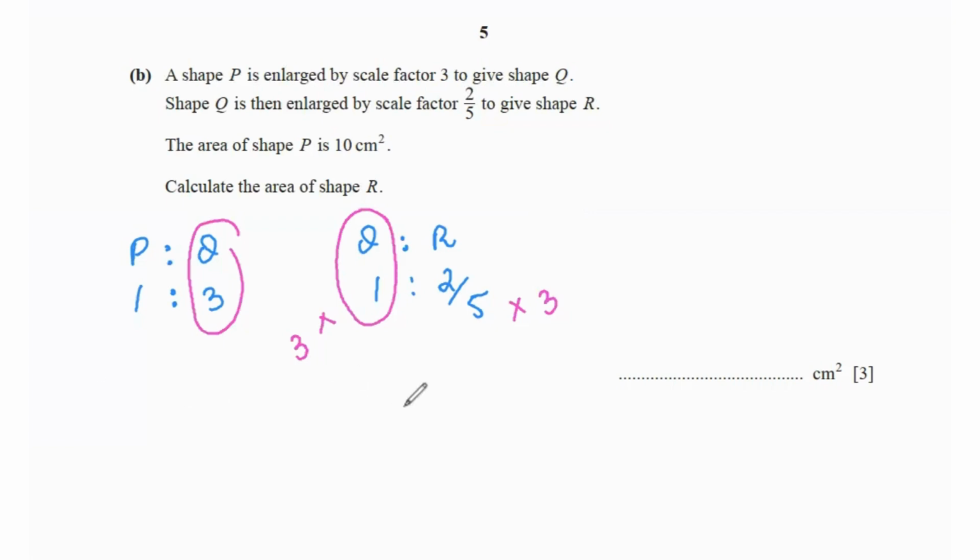So now this is going to be 3 is to 6 over 5. That is Q is to R. So since Q is equal in both the ratios, we can combine it as a single ratio. That is P is to Q is to R. That is going to be 1 is to 3 is to 6 over 5.